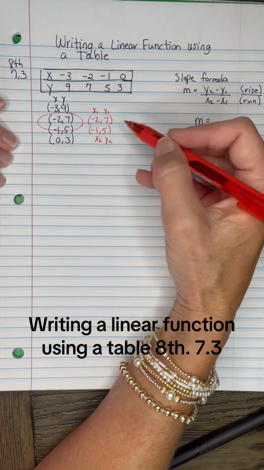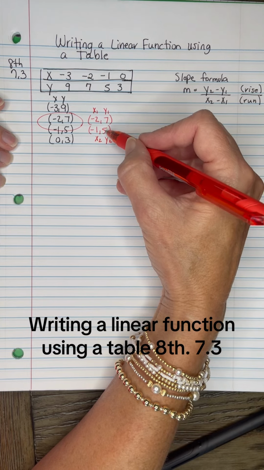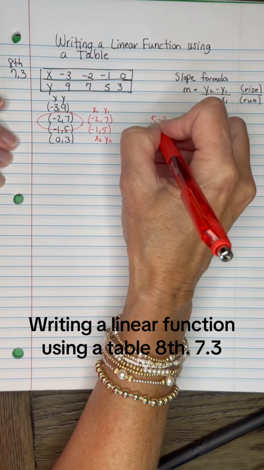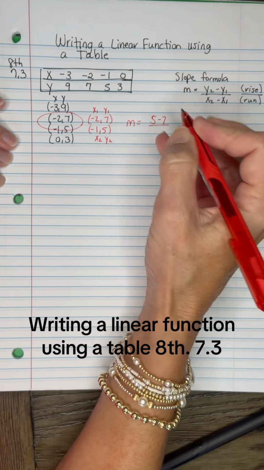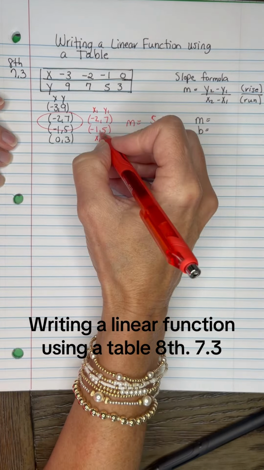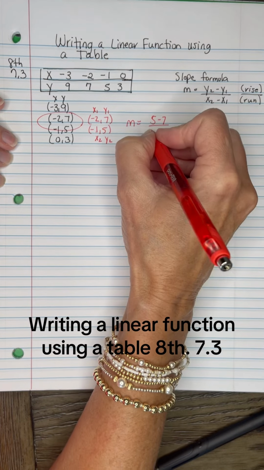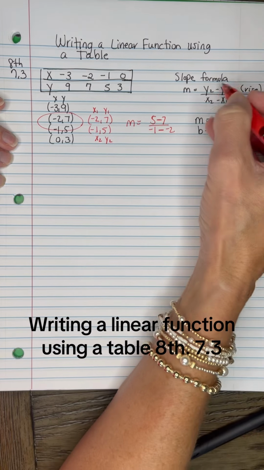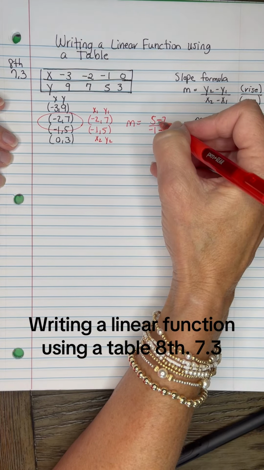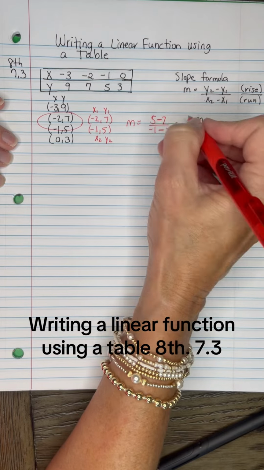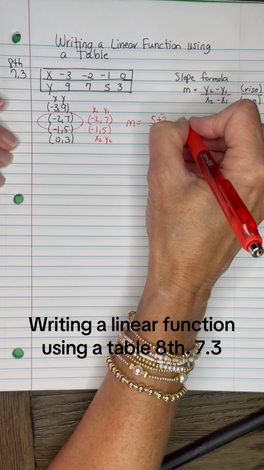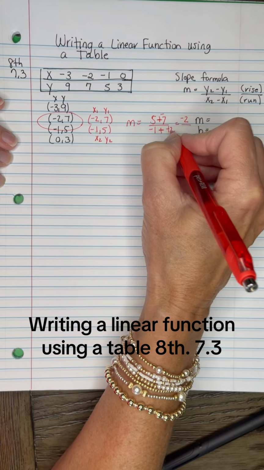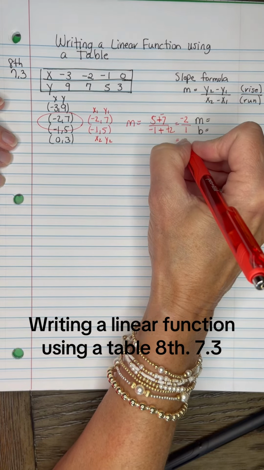So y2 and y1 would be 5 and 7. Let's see, 5 minus 7. Let me do this over here. And then x2 minus x1, that's -1 and -2. But remember, there is a minus in the formula. The minuses in the formula are there, so I add the opposite, and I get a -2 on top. And when I add the opposite here, -1 plus 2 is 1. I get a slope of -2.